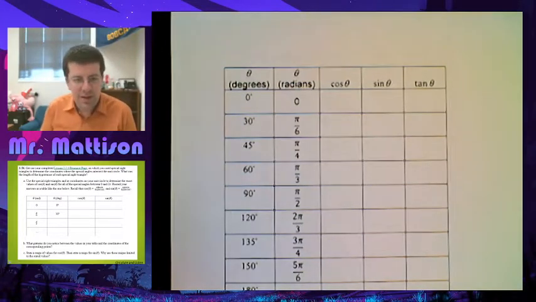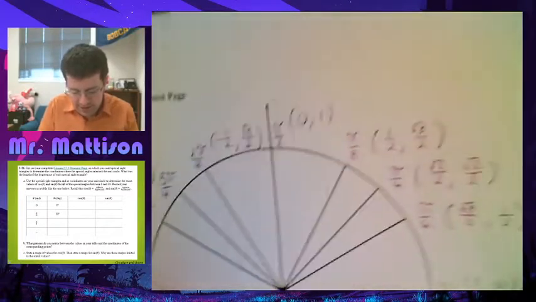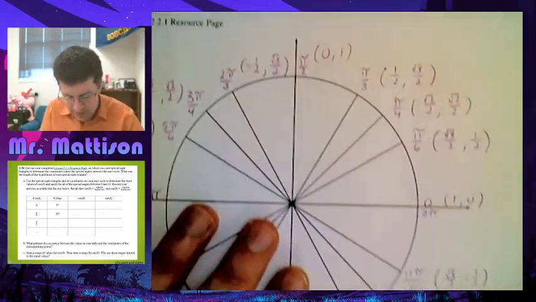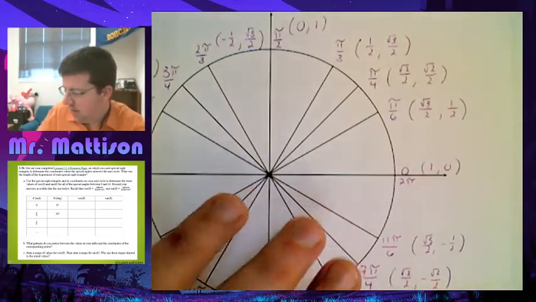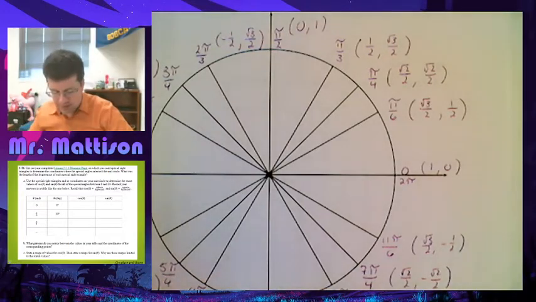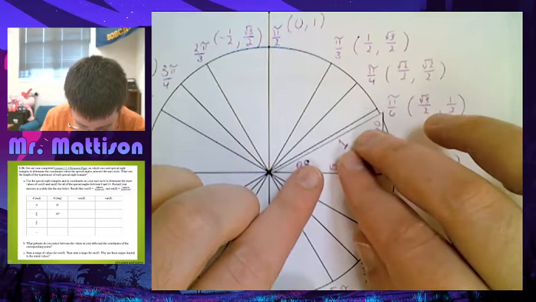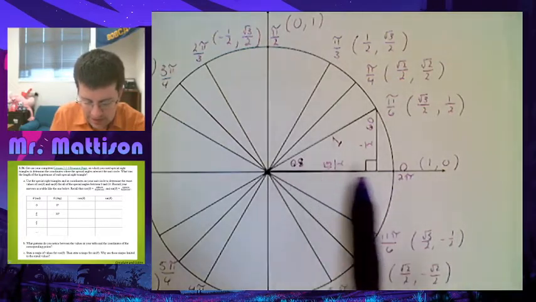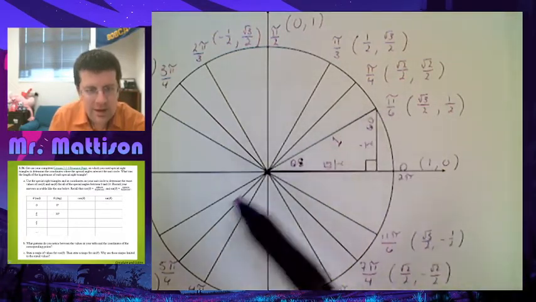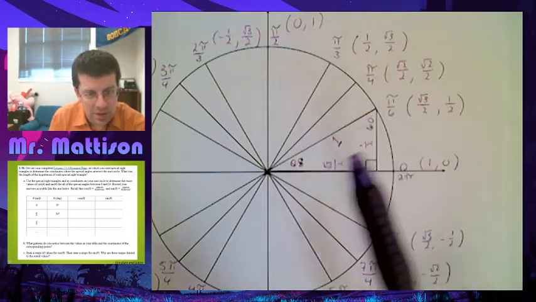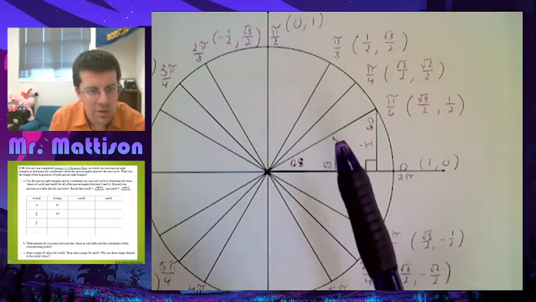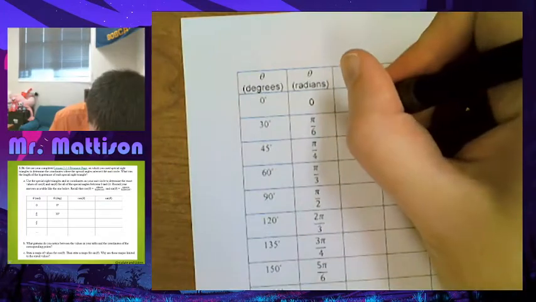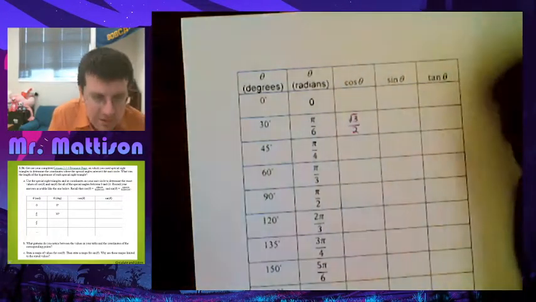So for my cosine, if I want the cosine, I'm going to do the 30 degrees first, which is pi over 6. The cosine of this, if we use these, is the adjacent over the hypotenuse. So it's this length over this length here. Now this hypotenuse is 1, so the cosine would be just rad 3 over 2 over 1, or just rad 3 over 2.